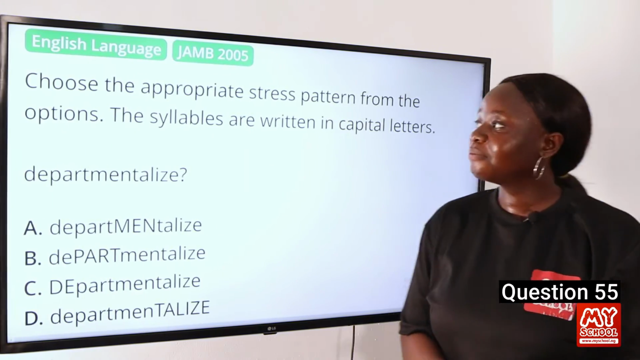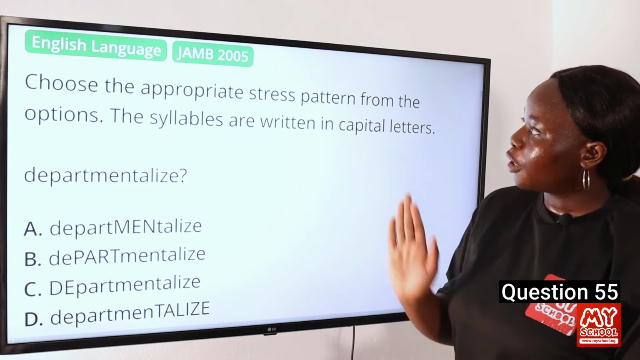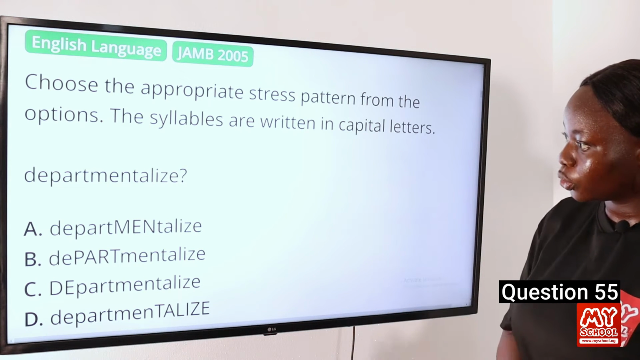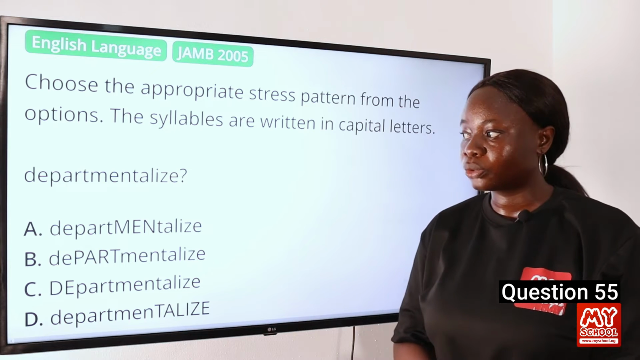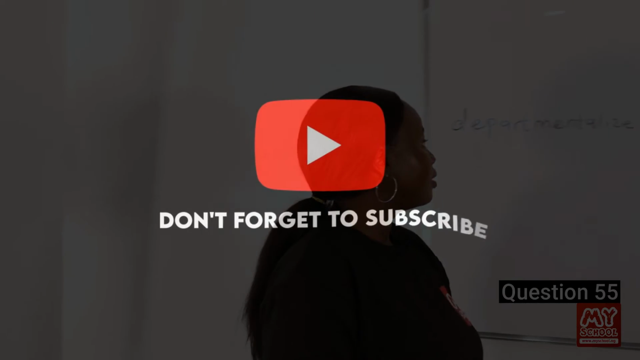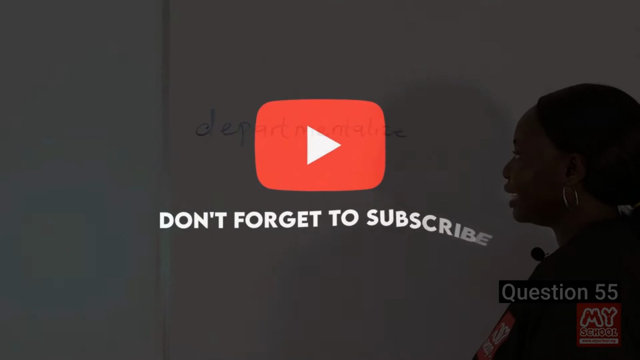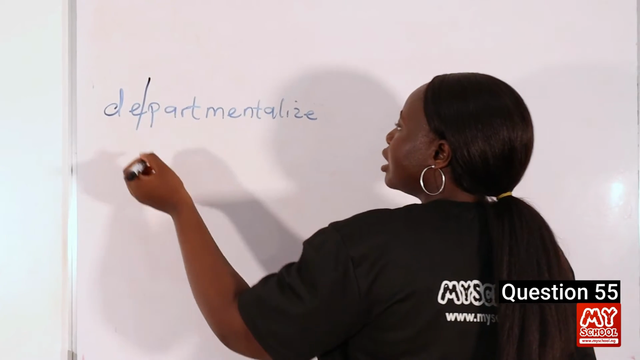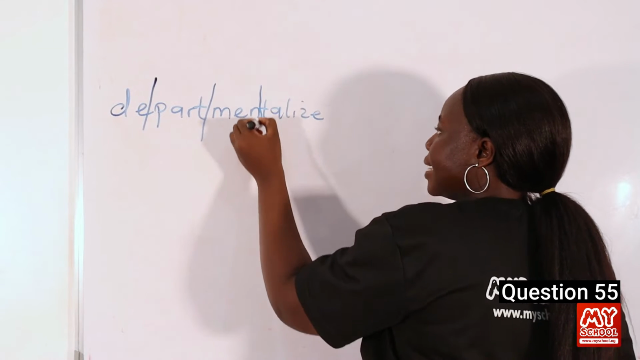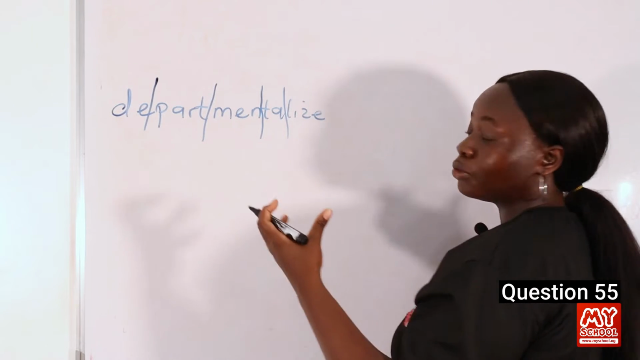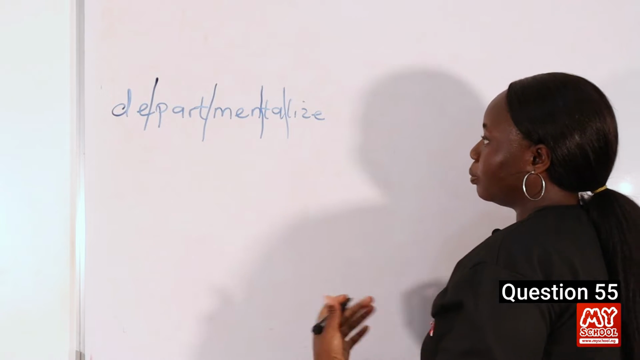Question 55. Again, we have to look for the appropriate stress pattern for the word departmentalize. The options are divided into different syllables. Let's go back to the board to determine our answer. For the word departmentalize, we have to divide the word up into syllables. We have de, part, men, tal, ize. We have to determine which of them has a weak syllable.